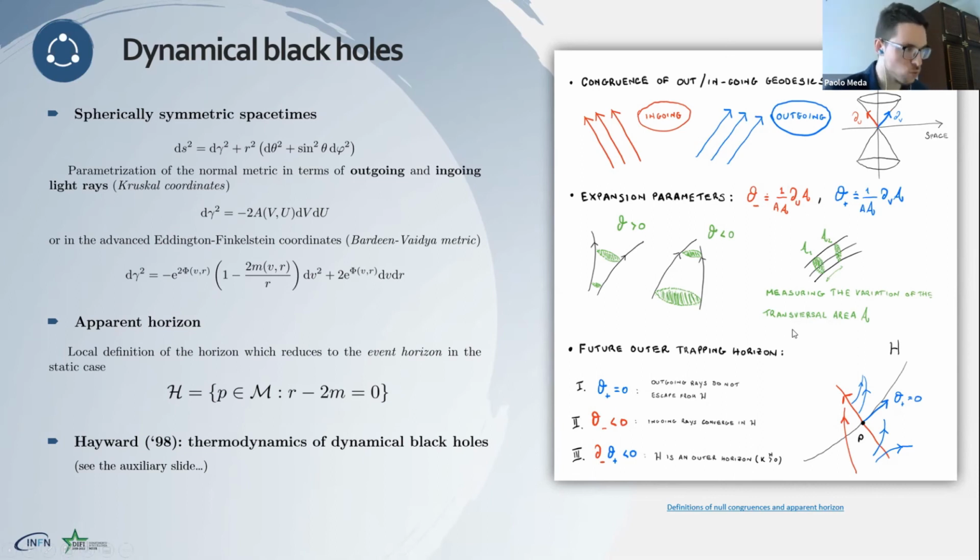The point is that you want your horizon to be a surface from which light rays cannot escape. This fundamental property of your horizon can be translated into the requirement that theta plus vanishes on H. You have two further conditions on H. If you impose these conditions, you see that your surface is a dynamical horizon, in particular a future outer trapping horizon. If you compute these three conditions on this class of spacetimes, you see that the apparent horizon is located on exactly the same surface where you find the event horizon in the Schwarzschild case. So in some sense, this definition of horizon generalizes the notion of event horizon in the static case.